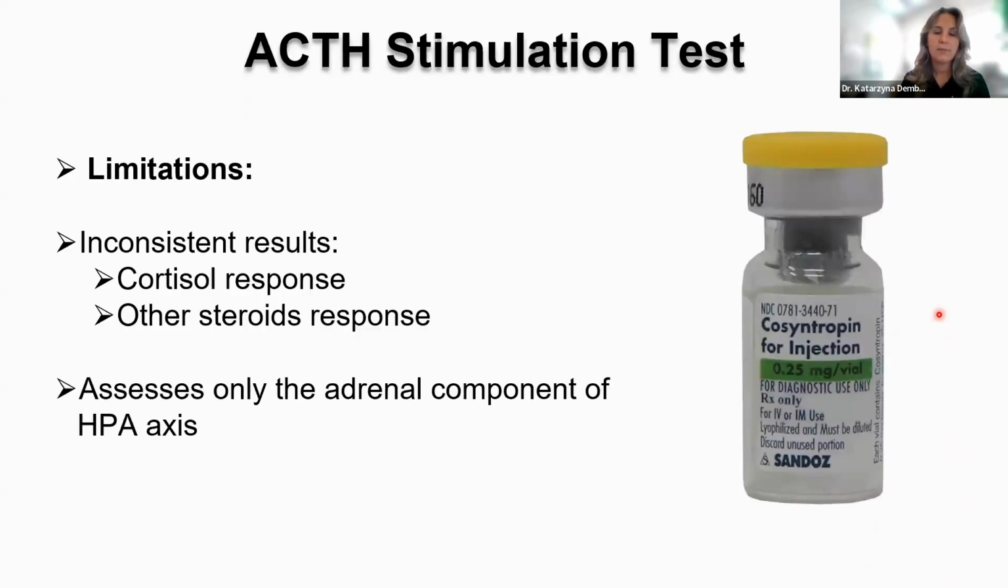ACTH stimulation test has some limitations. Unfortunately, it produces inconsistent results. So there's a lot of individual variability in cortisol response. And that's true for healthy as well as sick animals, and similar findings were described in people. The other important limitation, as I already mentioned, is that ACTH stimulation only assesses the adrenocortical component of the HPA axis. So if there is a dysfunction at the pituitary level or at the hypothalamus, then those foals may be misclassified.